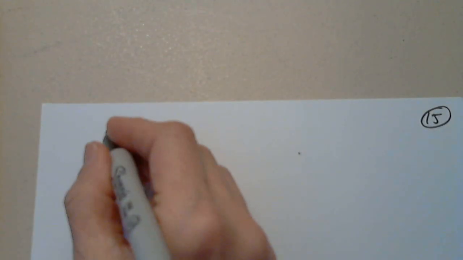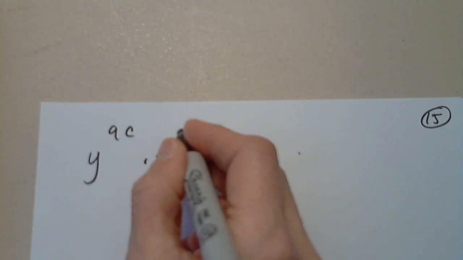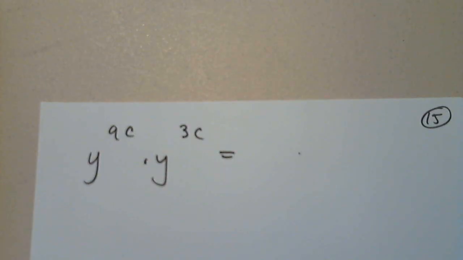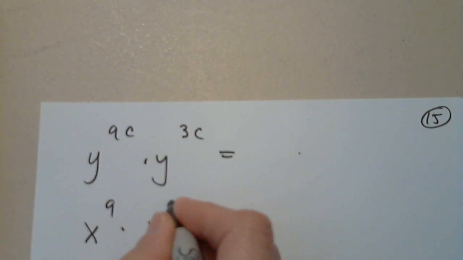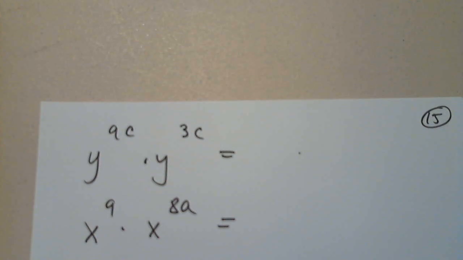Okay. y to the 9c times y to the 3c. Can anyone give us the answer to this? x to the 9th times x to the 8a. Negative 20 to the 3rd, everything to the 7th. Okay, so let's work on these 3 problems.